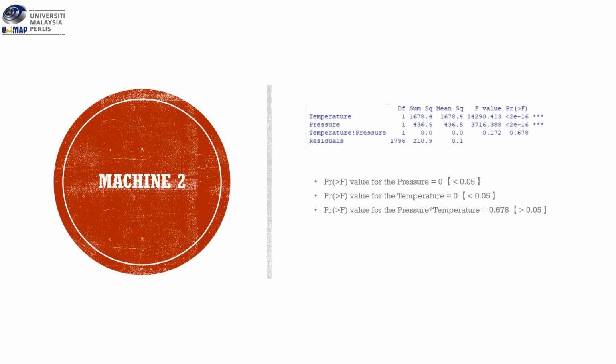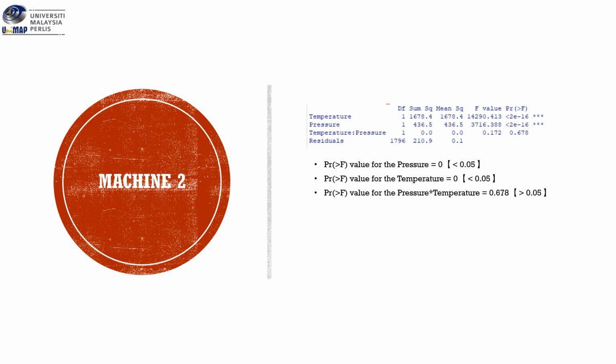Moving on to machine 2, the Pr > F value for pressure and temperature is equal to 0, which is smaller than 0.05, whereas the Pr > F value for pressure times temperature is equal to 0.678, which is greater than 0.05. So the factors P and T are significant for machine 2, whereas the factor P times T is not significant for machine 2.